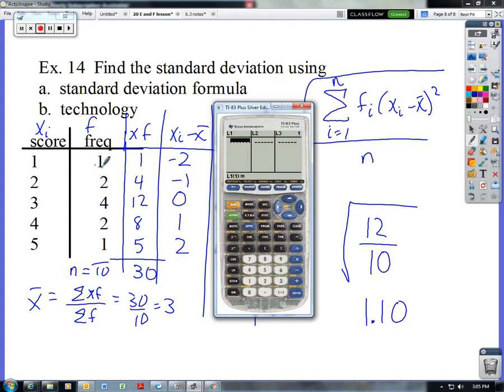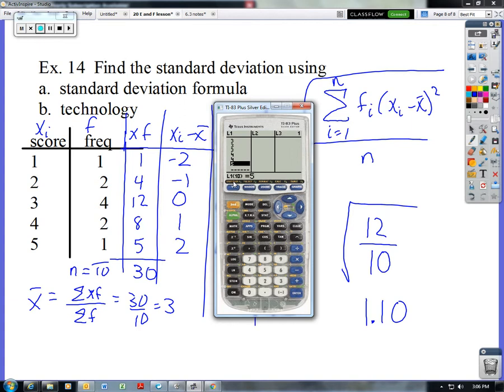We have one score of 1, so I'm going to put in 1. I have 2 2s, so I have to enter 2 2s. I have 4 3s: 1, 2, 3, 4. See how this is? You have to enter them all, each one. I have 2 4s, so I have to enter 2 4s. And then I have 1 5. Notice I have my 10 data pieces. I honestly think that's the only way you're going to be able to do that on this calculator.